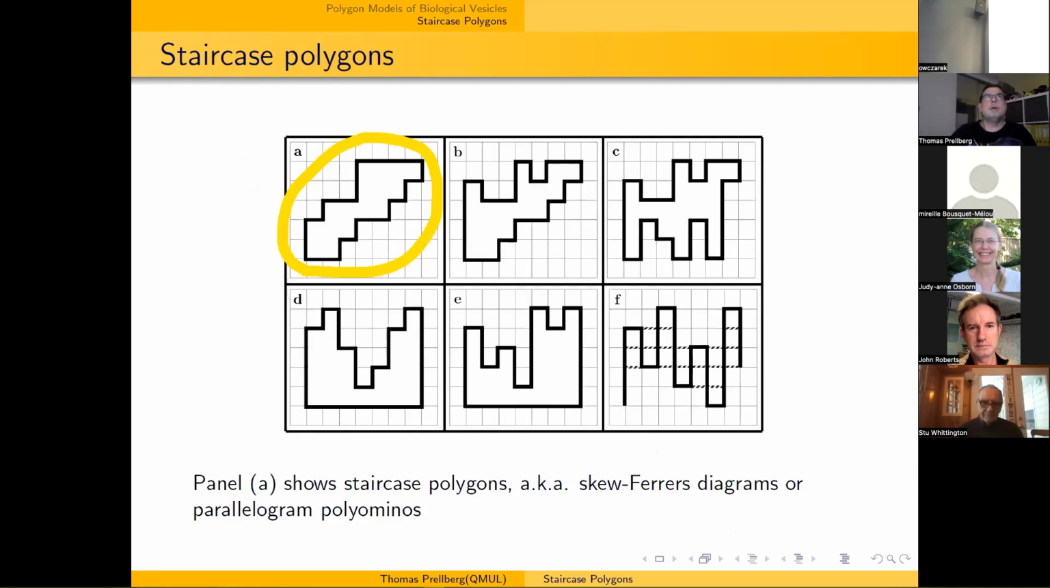So back to what we were looking at, what I want to talk about now, staircase polygons. It's a particularly simple model in this whole set of simple polygon models. And this is a picture from our paper, from the one with Richard, and I've encircled the one of staircase polygons, also sometimes known as skew Ferrers diagrams or parallelogram polyominoes, and I'm sure there's other words for it. And this is the one I want to just briefly look at.